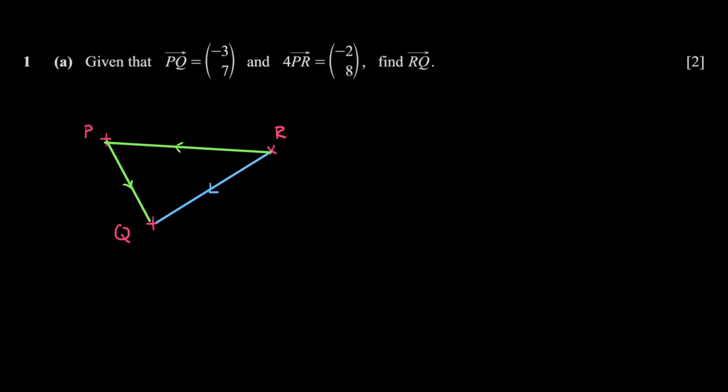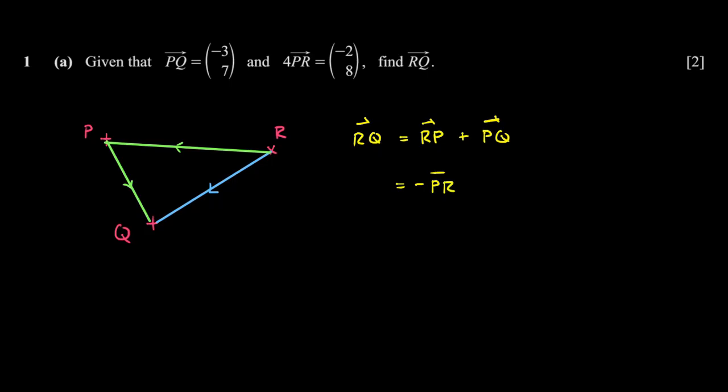So let's try to write out that. I'm going to say that the vector RQ is the same thing as going from R to P and then going from P to Q. Okay. All right then. Well, what's the vector RP? Well, we don't have RP in this information here, but we do have something about PR. So what's the relationship between RP and PR?